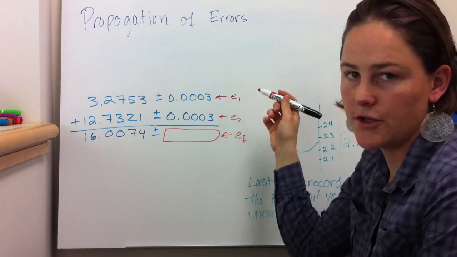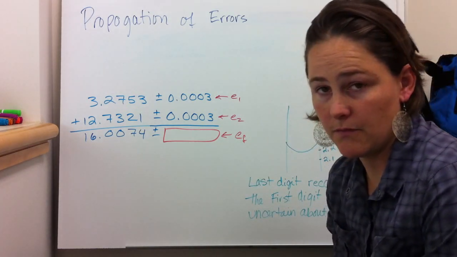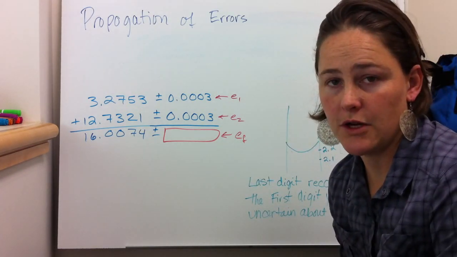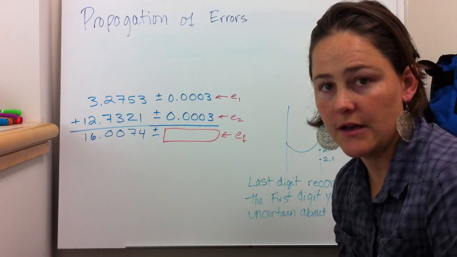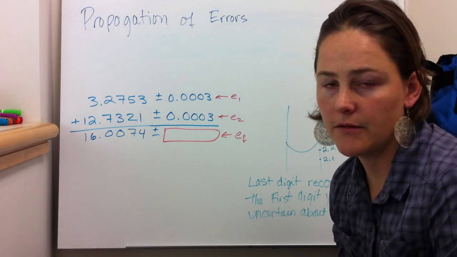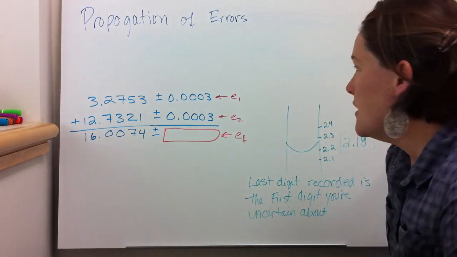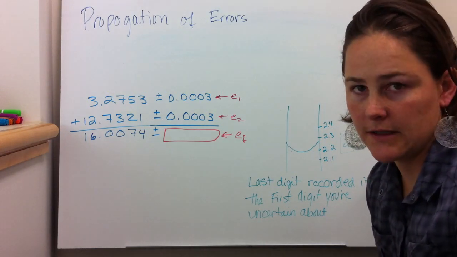So the nomenclature that we're using is E1 and E2 and E3 are all errors associated with individual measurements, and then EF is the final error associated with the calculated error. First, let's talk for just a second about another way to think about significant figures.